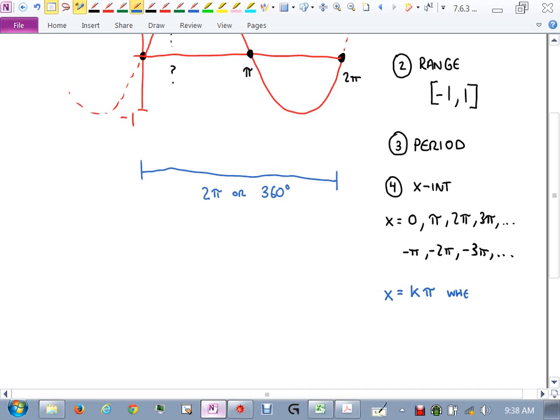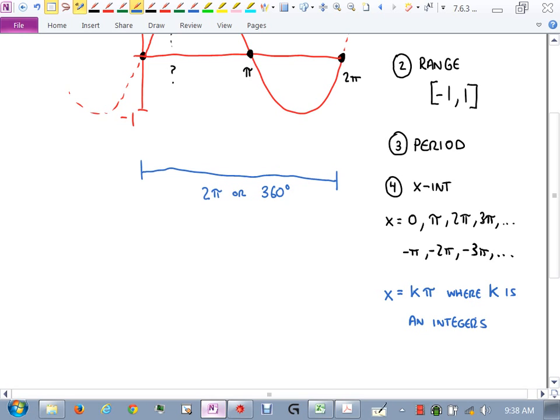where k is an integer. What are the integers? What are integers? Whole numbers. Is 0 an integer?